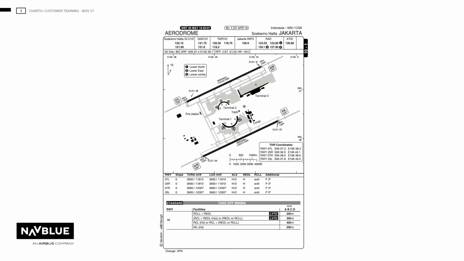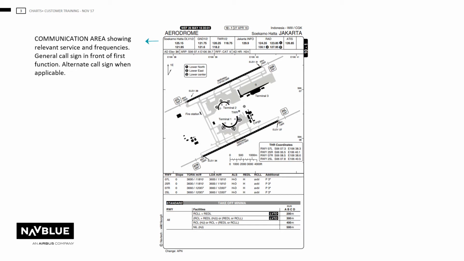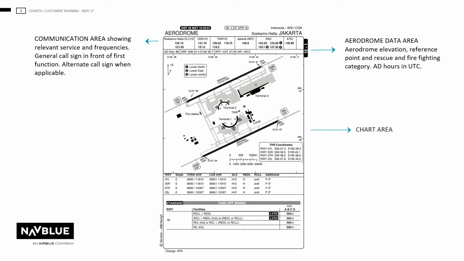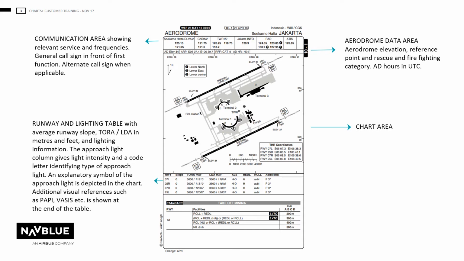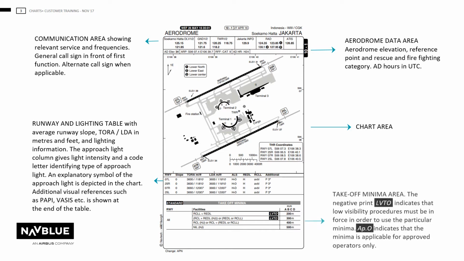Here we have a 10.1 aerodrome page for Jakarta. We will now go through the layout of the aerodrome chart. At the top will be the communications area, showing the relevant call sign and frequencies. Below that is the aerodrome data area and the chart area. Runway information and lighting is presented here along with the takeoff minima.